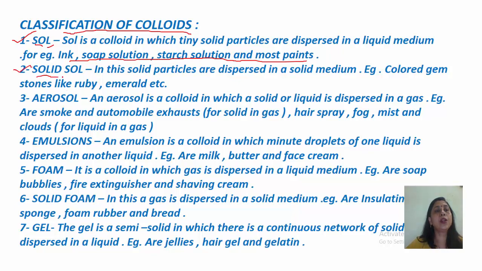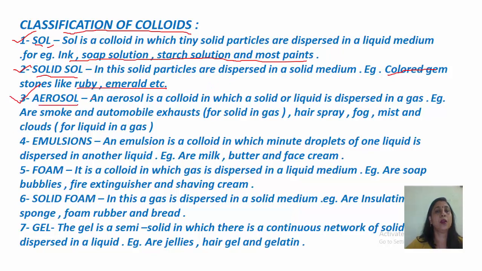Second is solid sol. As the name suggests, solid in solid. In this, solid particles are dispersed in a solid medium. Example, colored gems like ruby, emerald, etc. Number three is aerosol.